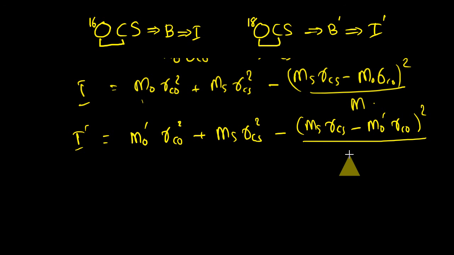Here the mass of the molecule capital M will change. So let us call the new mass as M prime. Okay, so this is a new equation. Now we have two equations. The first equation is for the OCS molecule with O16. The second equation is for the OCS molecule with O18.